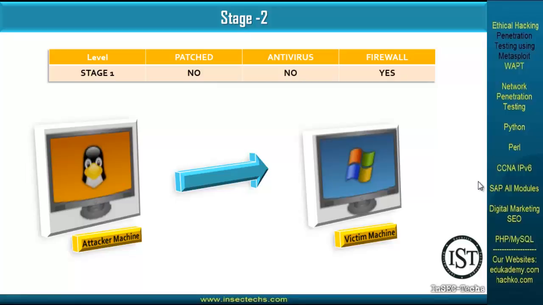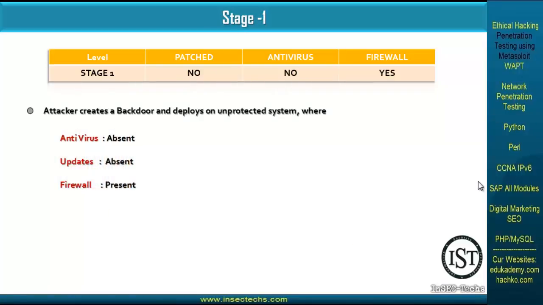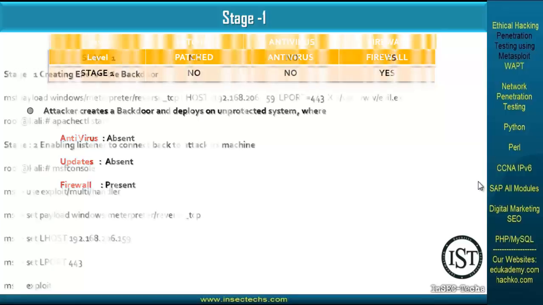In the last video, we successfully created a binary payload and gained access over the victim machine. In that stage 1 exploitation, there is no antivirus, the system is not patched, and there is an absence of the firewall. But coming to stage 2, we have the same lab setup, but here the firewall is enabled. Now let us see how we can exploit this machine when the firewall is enabled. So antivirus is absent, updates are absent, but the firewall is present.